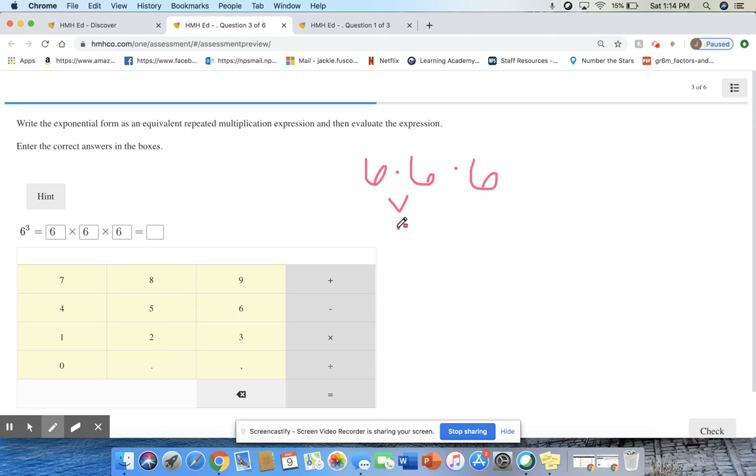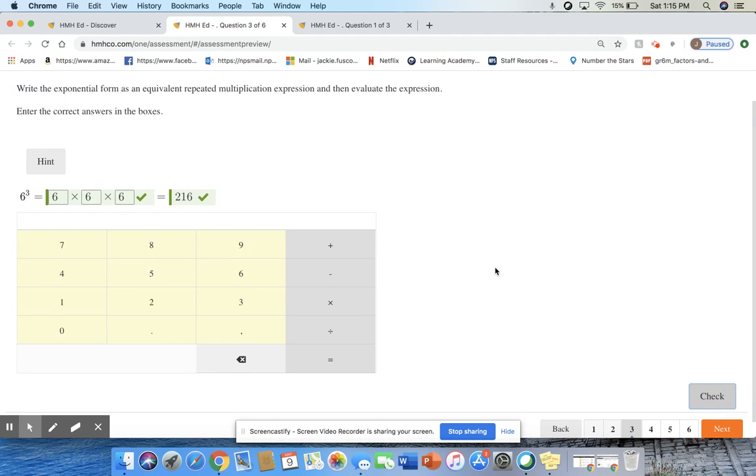6 times 6 is 36. Then I just need to multiply it one more time. I need to do 36 times 6. If I multiply it out, I'll get 216 as my answer. So if I go in, erase this, and I put 216 as my answer, that is correct.